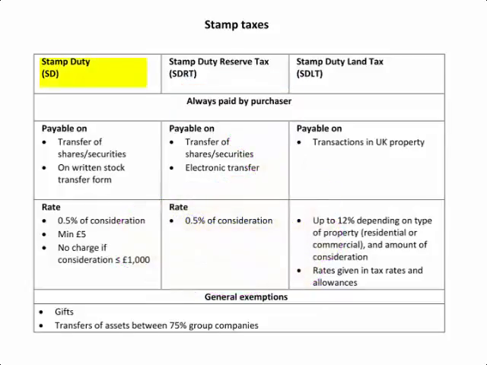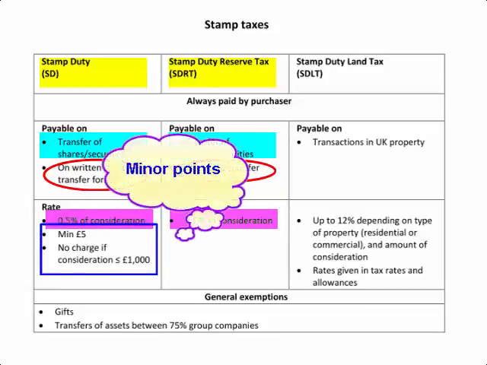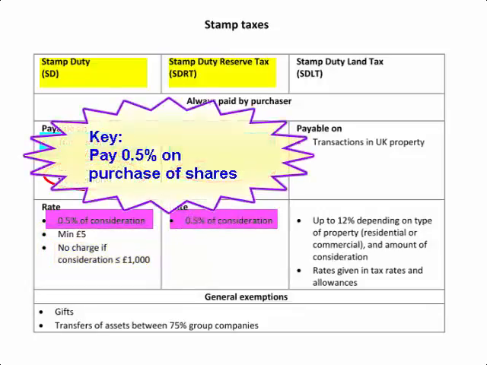First of all, stamp duty itself is on the transfer of shares via a written stock transfer form, so a paper transaction, as opposed to stamp duty reserve tax, which is based on an electronic transfer of shares. Both of these taxes on shares are at 0.5%, so we always pay 0.5% stamp duty on shares. A couple of minor points: stamp duty is subject to a minimum of £5 and is rounded up to the nearest £5, and stamp duty is not charged if the proceeds are no more than £1,000. So basically, we pay stamp duty on shares at 0.5%.